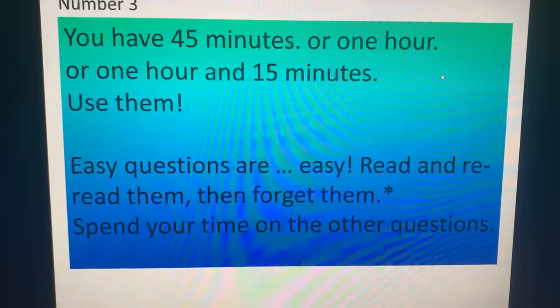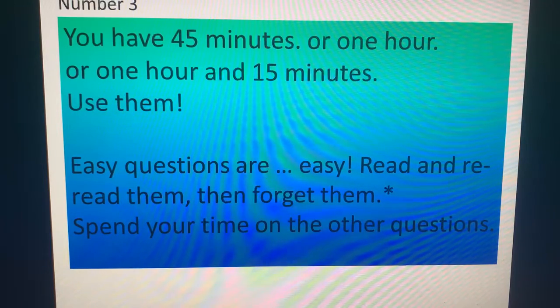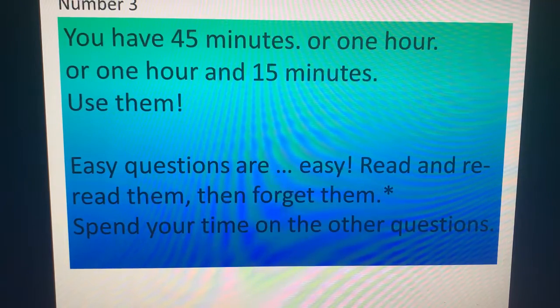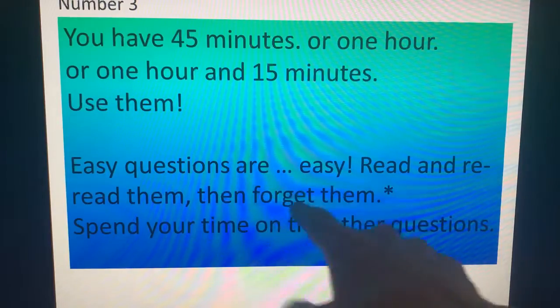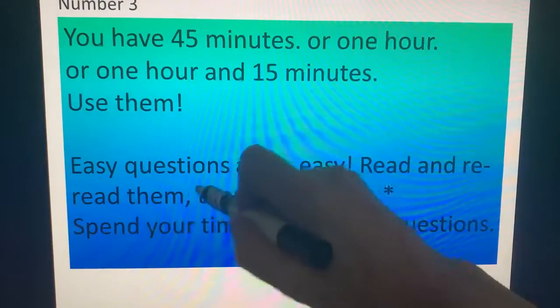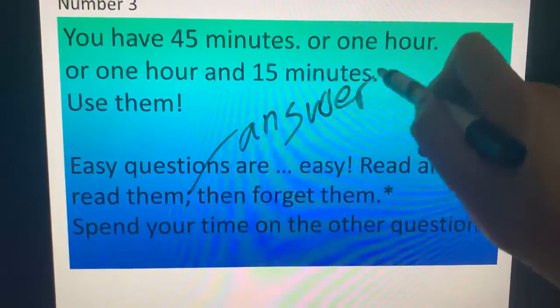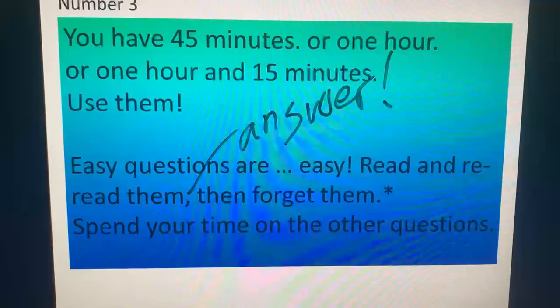And you have 45 minutes. So, 45 minutes for IGCSE. You have 1 hour for AS and 1 hour and 15 minutes for the A2. So use this time. But the easy questions are easy. So read and reread them and answer them and forget them. Spend your time on the other questions.